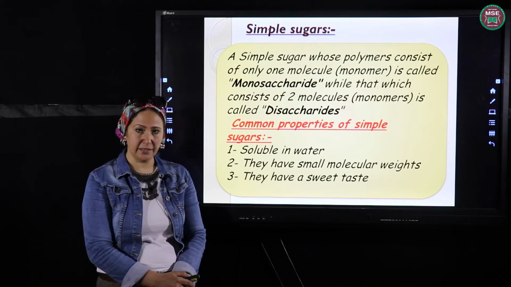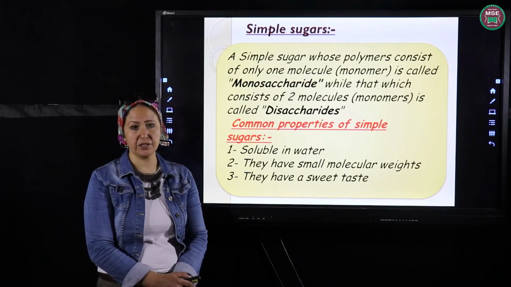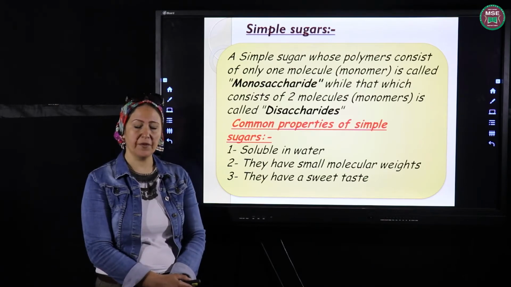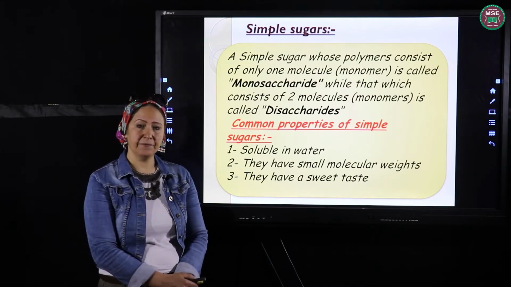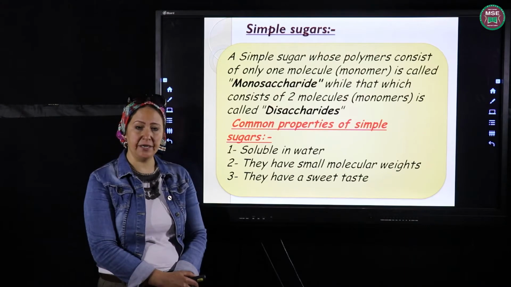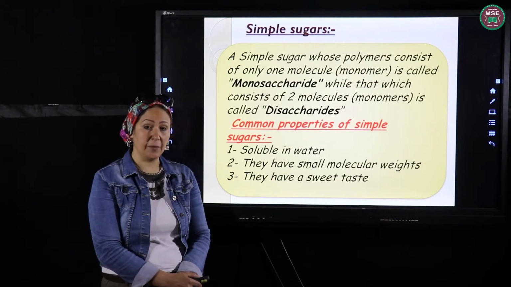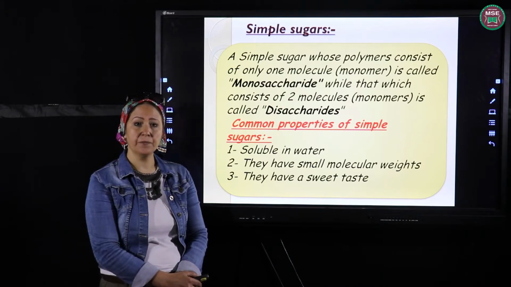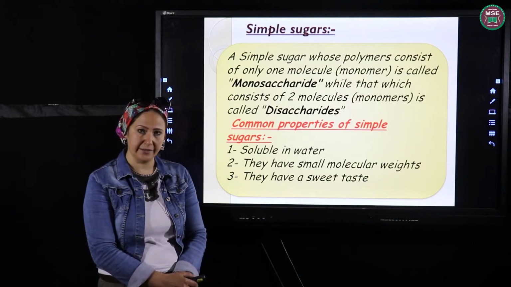If we want to compare the features of the simple sugar and the features of the complex sugar, you have to understand that all the simple sugars dissolve in water, but the complex sugars don't dissolve in water. All the simple sugars have low molecular weight because the polymer here consists of only one monomer or two monomers joined together, while for the complex sugar, the polymer consists of more than two monomers joined together, so they have high molecular weight. Number three, all the simple sugars have a sweet taste, but the complex sugars don't have any taste.